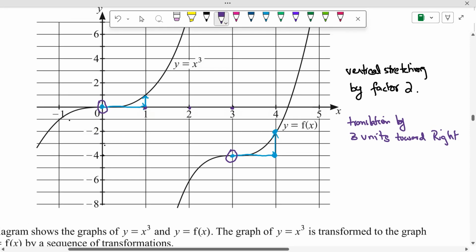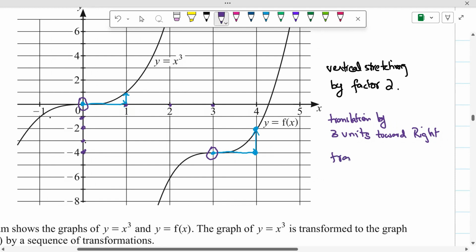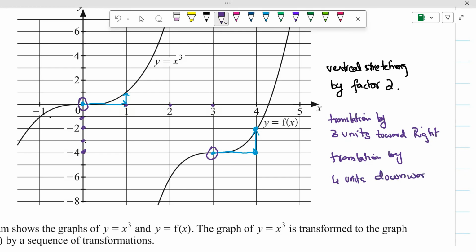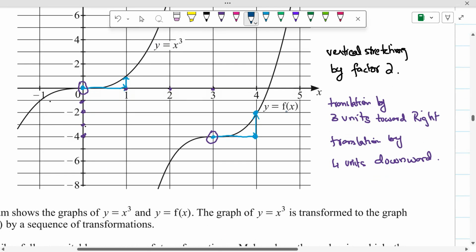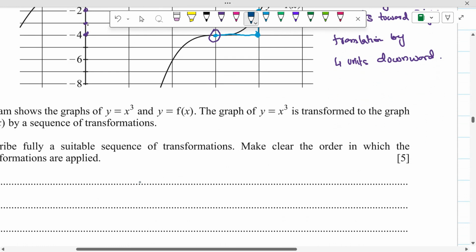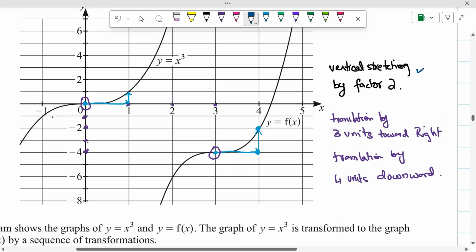Similarly, this point has been moved to this point after the vertical translation also. So first we find how many units it has been moved downward: 1, 2, 3, 4. So we can say there is a translation by 4 units downward. These are the three operations that took place on y is equal to x cube to achieve y is equal to f of x. Now to define the order, we should define stretching first.